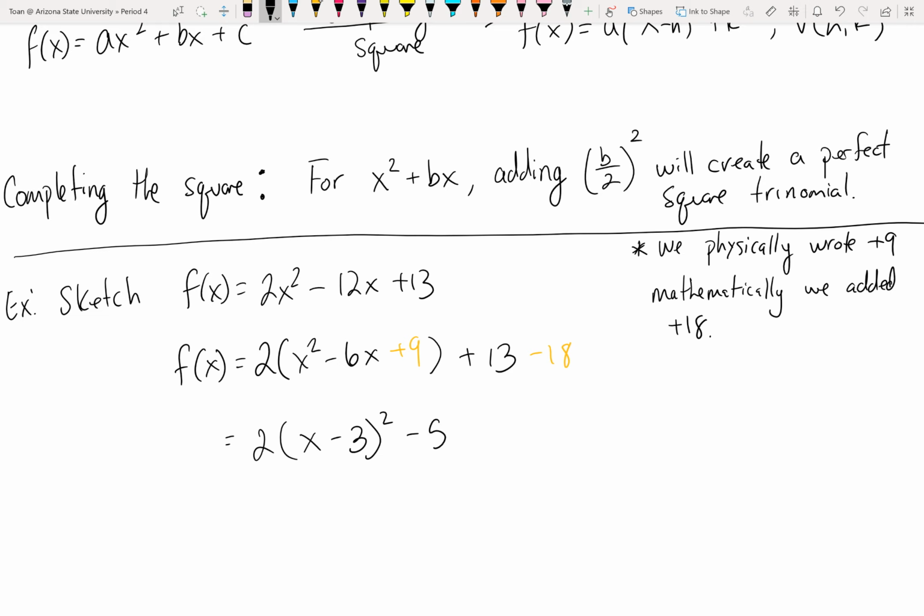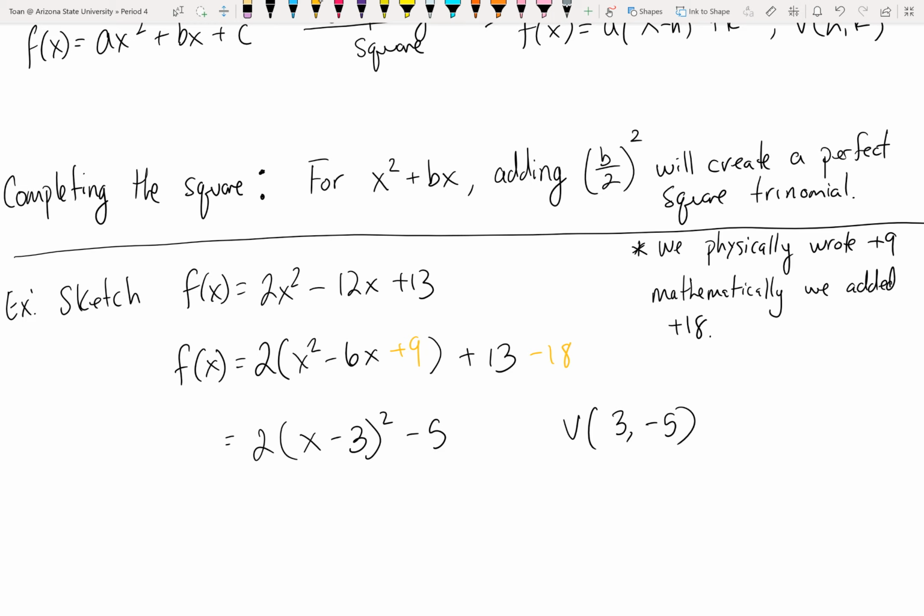We wrote it in vertex form. The reason why I like vertex form is because I can read what the vertex is. I don't have to do any extra crazy math. I don't have to break out a calculator. I don't have to use Desmos. I can just read that the vertex is the opposite of this number, comma, whatever that number is. So it's 3, comma, negative 5.